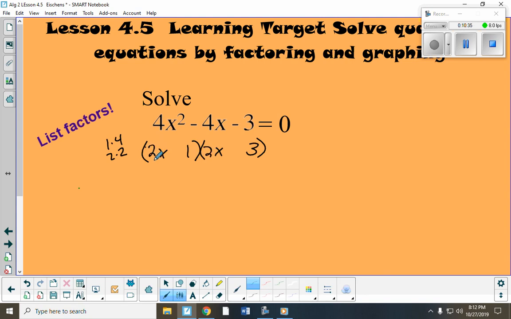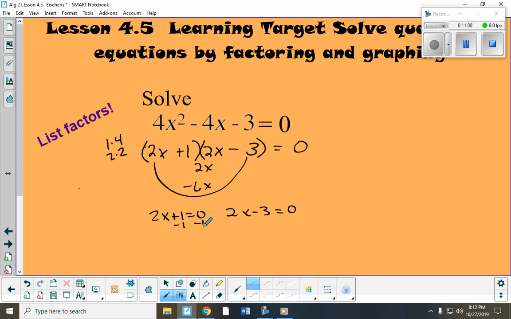That would be 2 times 3 is 6x, and this is 2x, and we would want to have a negative 4, so 2 minus 6 gives us a negative 4, and there we go. We have it factored. And now, just using our zero product property, we have 2x plus 1 equals 0, 2x minus 3 equals 0, and we have to solve this equation.